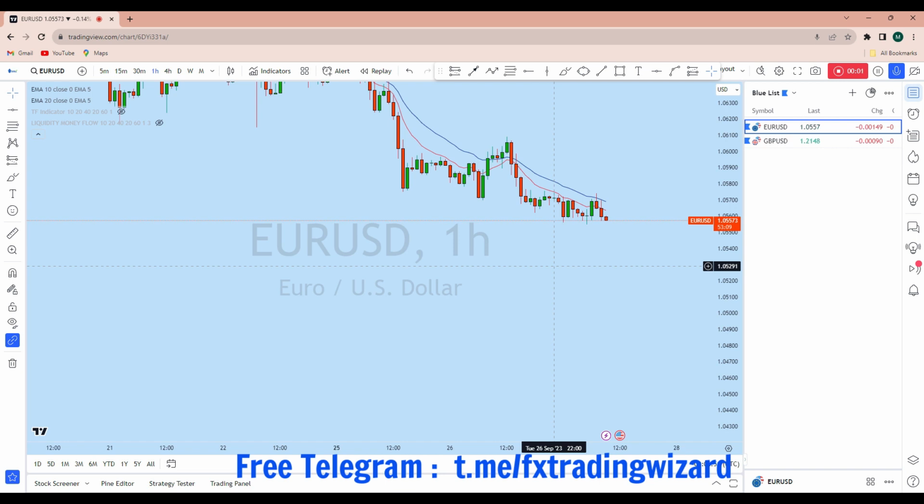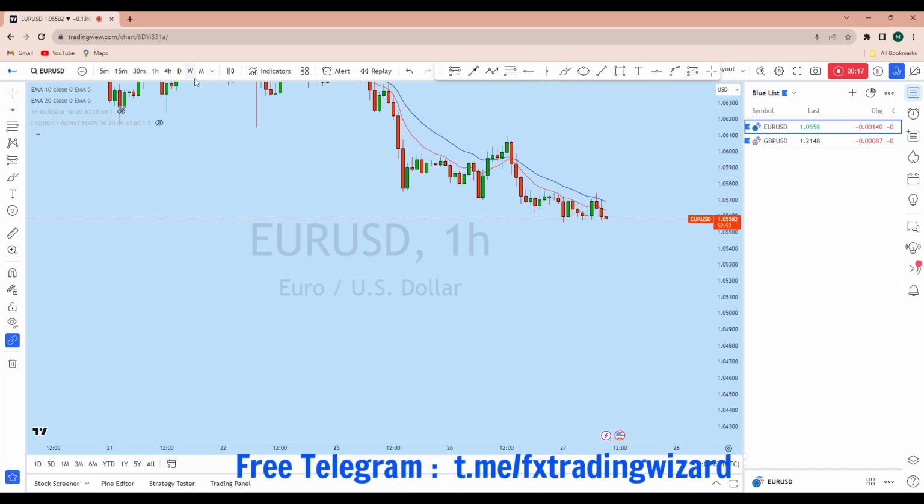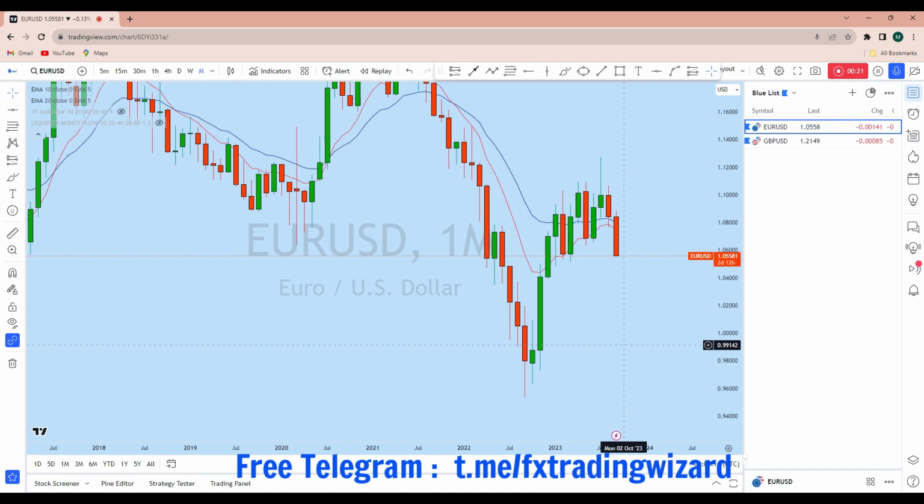Hello trader, I'm going to do a complete multi-time frame analysis on EUR/USD and GBP/USD. Both of these instruments currently show significant trading opportunity on the lower time frame. Now before we discuss how we can trade, first let's look at the bigger picture, looking at the monthly time frame to see the overall direction in the market.